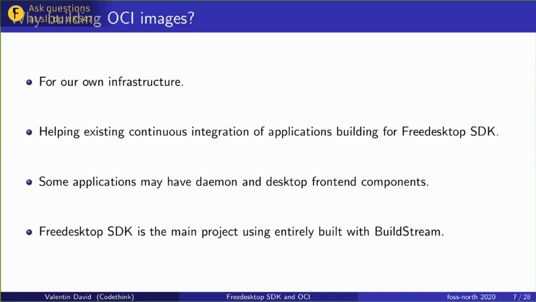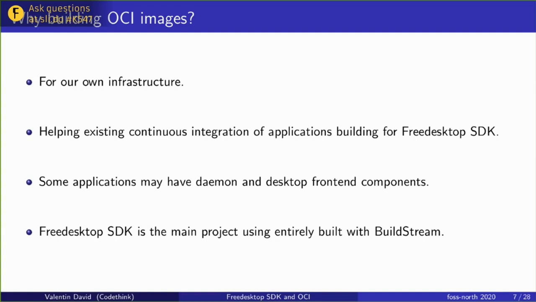Why do we want to build OCI images? Because, I mean, this is not the goal of the Freedesktop SDK. The first goal is to provide a runtime for desktop applications, and OCI is not for desktop. But we have seen that we need it for our own infrastructure. We, of course, use Docker and we need some images. And it felt like in some places, it was better for us to use Freedesktop SDK and BuildStream to build our own Docker images.